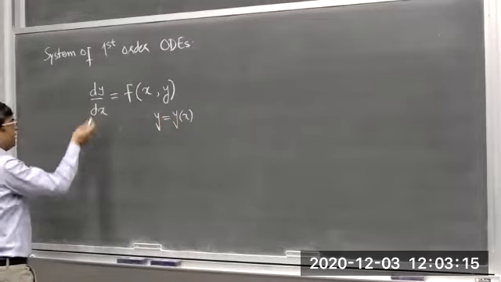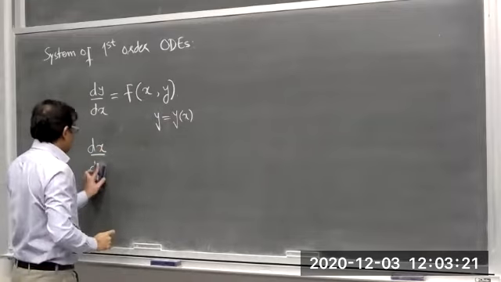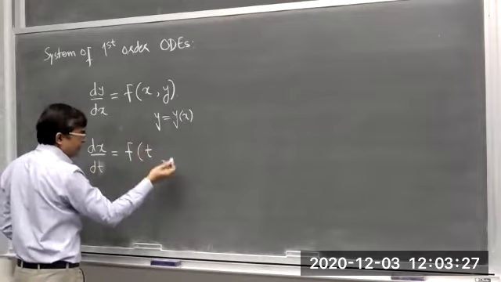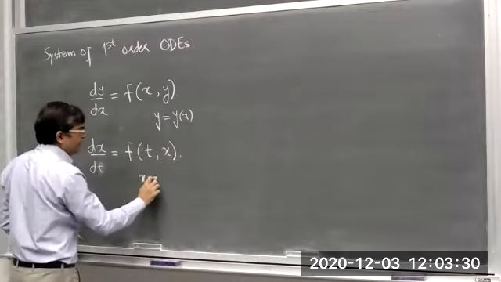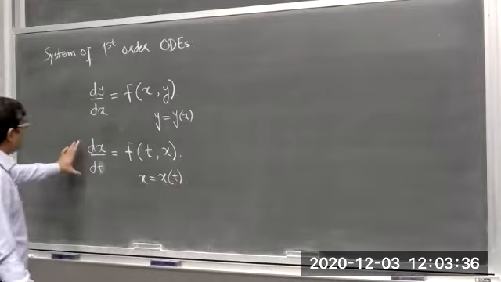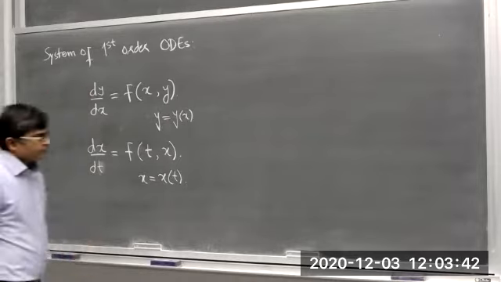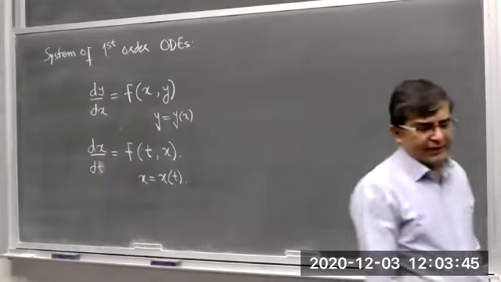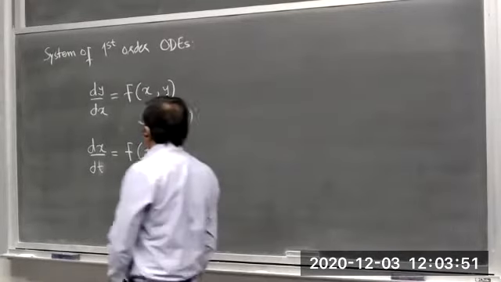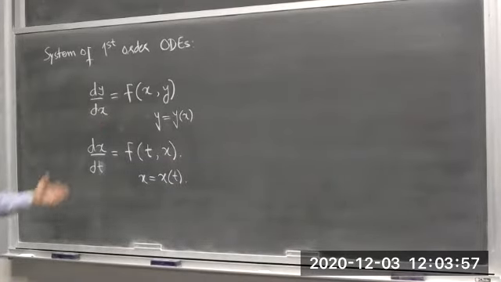You can write in some other variables, for example, dx by dt is equal to some function f of t and x, where x is the dependent variable and t is the independent variable. In physics, we usually use this notation, and in mathematics, we usually use this notation. So this was basically the first order ODE, and we know how to solve it. It includes different techniques which can solve linear and nonlinear first order ODEs.